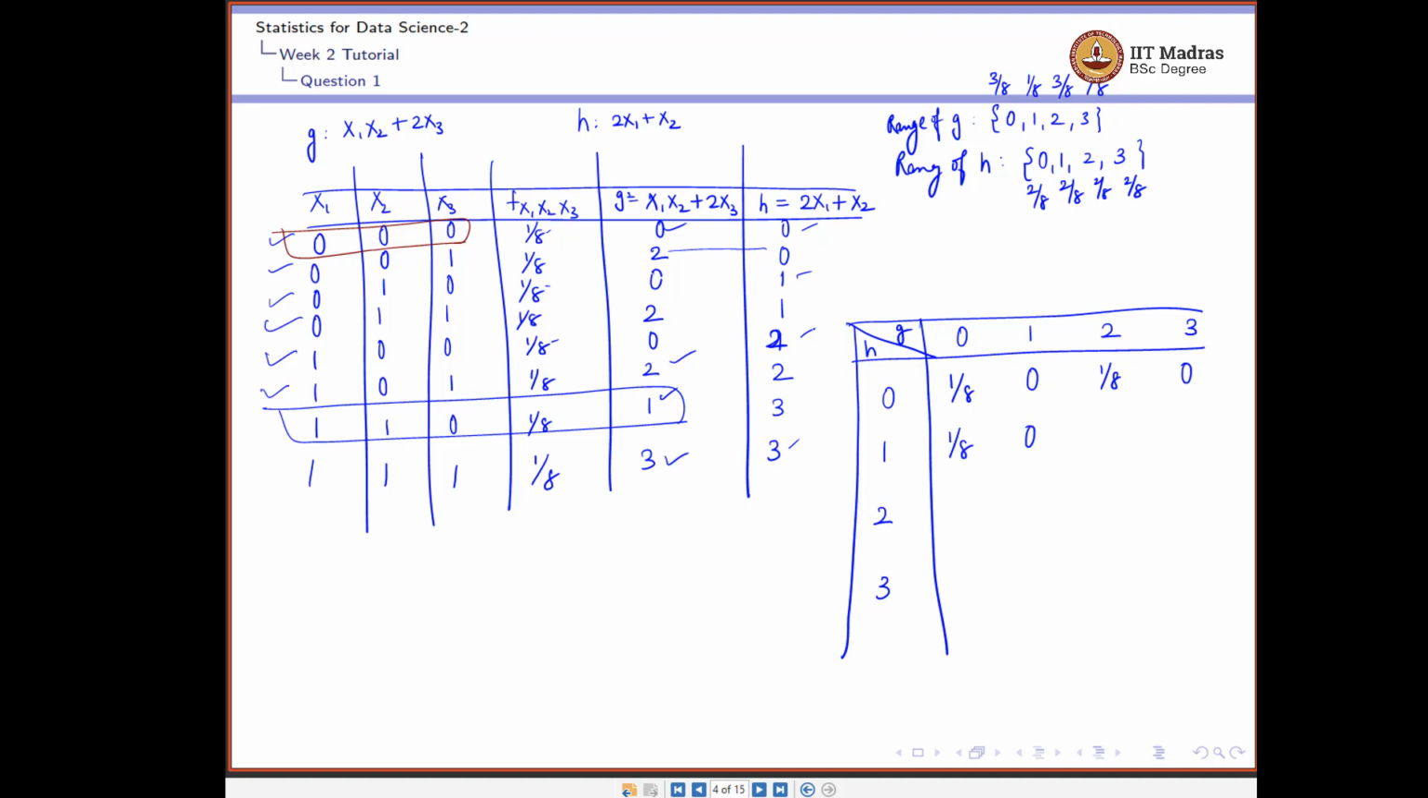2, 1, it's going to be 1 upon 8. 3, 1, it's going to be 0. What is 0, 2? So 0, 2 is again 1 upon 8. 1, 2 is 0. 2, 2 is 1 upon 8, and 3, 2 is again 0. So you can see 3, 3 is 1 upon 8. 0, 3 is 0. 1, 3 is 1 upon 8, and 2, 3 is again 0. So this is going to be our joint distribution of G and H.